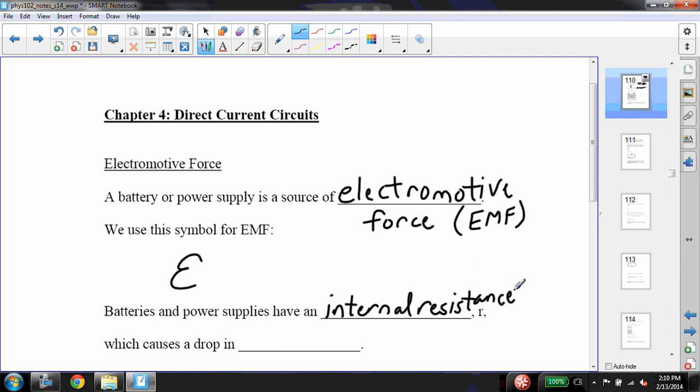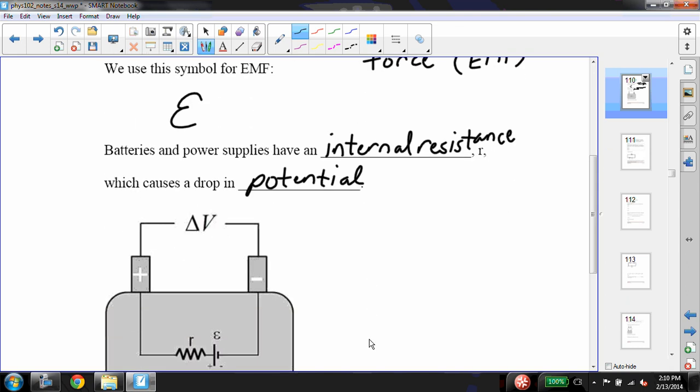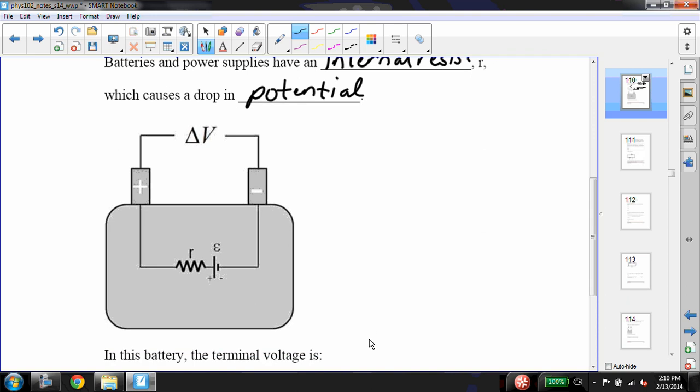And this internal resistance causes a drop in potential as the electrons move across the battery. So the electrons actually lose energy when they go through the battery. I mean, they gain more energy than they lose, of course, but they do lose a small amount of energy due to that internal resistance. So if we were to look at a battery, this is just a cartoon version. This is the outer case of the battery and the positive and the negative terminals.